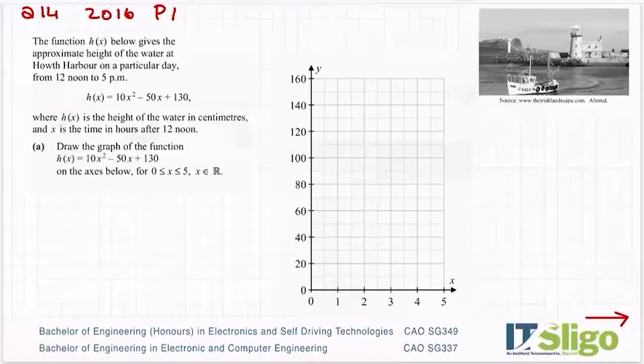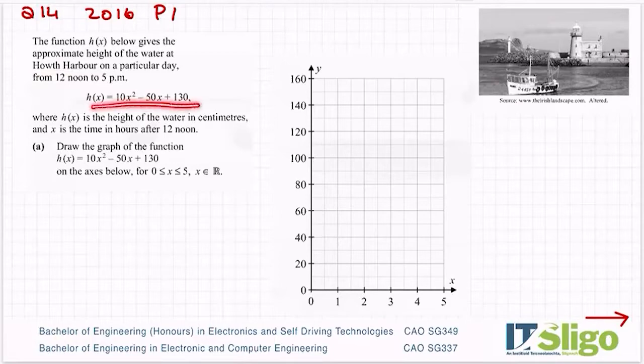Okay, so question 14, 2016, let's have a look at this functions question. The function h of x below gives the approximate height of the water at Hoth Harbour, picture of it here, on a particular day from 12 noon to 5 p.m.